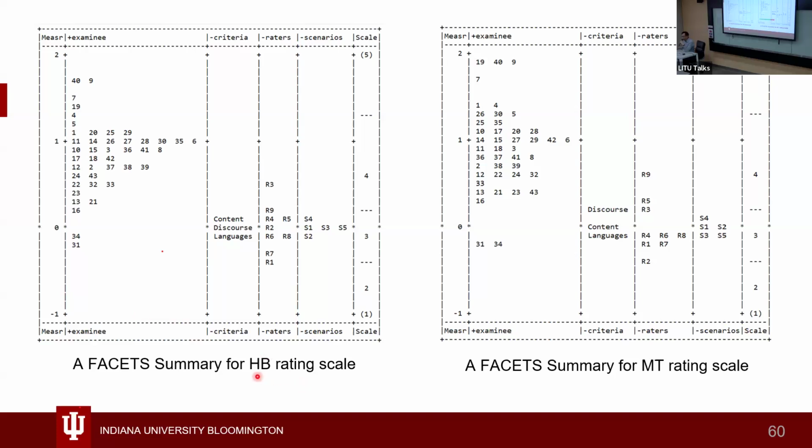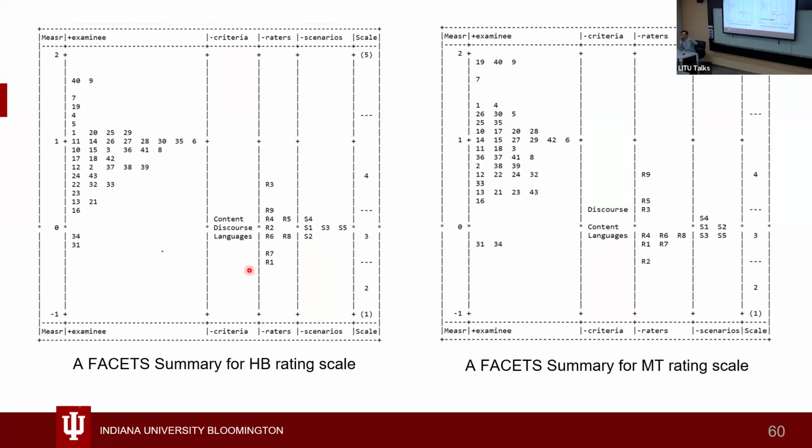You can see that whether we use the hierarchical binary rating scale or the multi-trait, the typical traditional analytic rubrics, these two students receive the lowest scores. It doesn't matter which rubrics the raters use. And we have a similar level of score distribution between the two rating rubrics. Then criteria: there is more variation in difficulty when raters use the multi-trait rating scale. Why? Because there's a bigger gap between discourse and content, but here they are closer together. That means when raters use the binary rating scale, the difficulty of criteria is more homogeneous. There's not much difference.